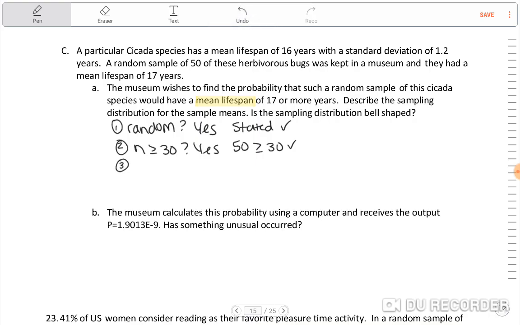Okay, and then the third thing, we need to know if n divided by 0.05 is less than or equal to N. So let's find out. What's my lowercase n? 50 divided by 0.05 is 1,000. Okay, but this is 1,000, so less than or equal to all cicadas. Yeah, I think that's fine. That's going to be a yes.